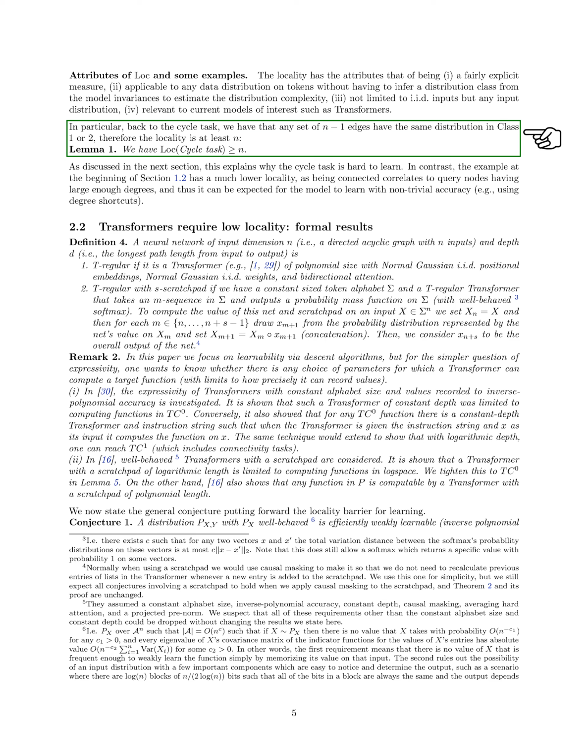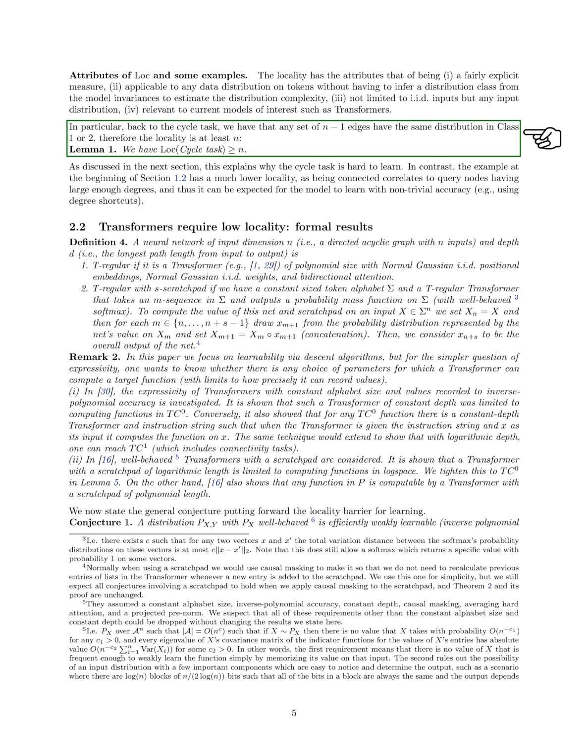In contrast, the example at the beginning of the section has a much lower locality, as being connected correlates to query nodes having large enough degrees, and thus it can be expected for the model to learn with non-trivial accuracy, e.g. using degree shortcuts. In this section, we will discuss the characteristics and examples of locality.